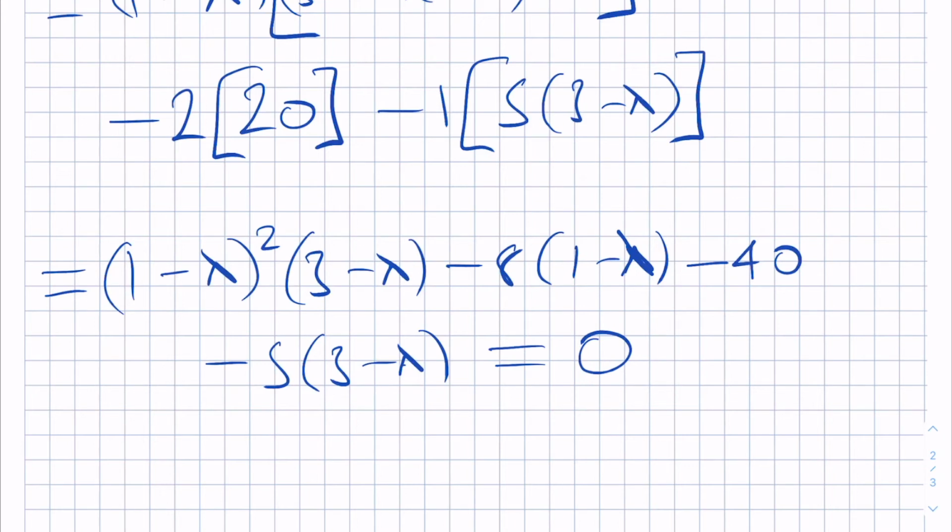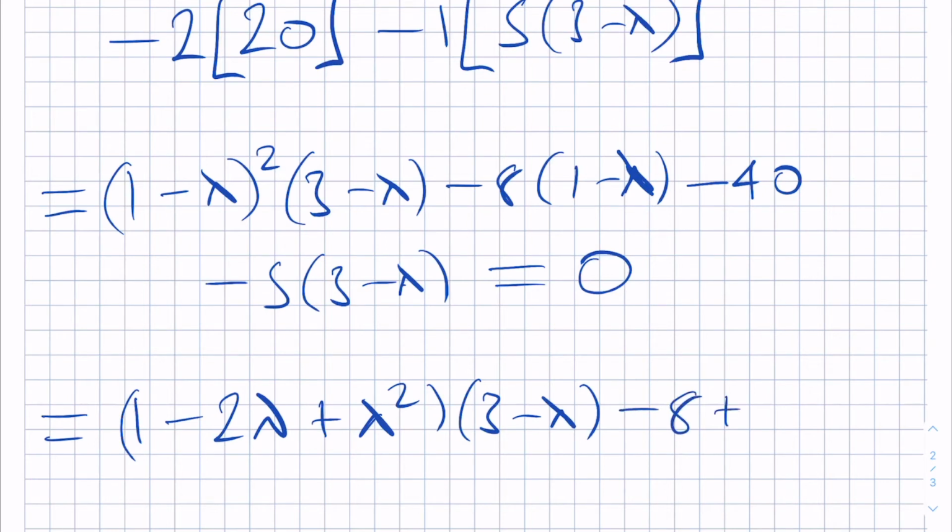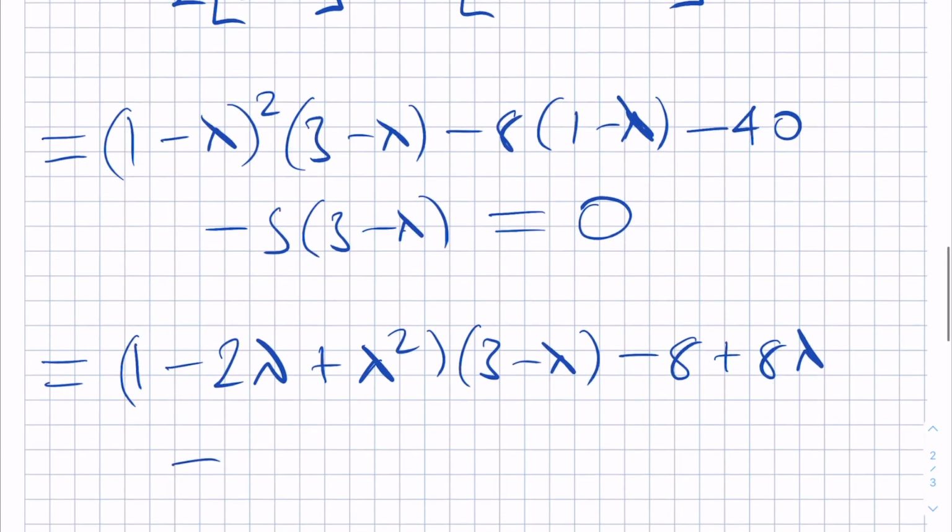If we do this first by expanding out as much as we can in one go, let's expand this. And so we have 1 minus 2 lambda plus lambda squared. We'll keep the 3 minus lambda for a moment, but we'll expand that after. Let's continue to expand as we go. Minus 8 plus 8 lambda, minus 40, minus 15 plus 5 lambda. Again, this is equal to 0. So let's put a right arrow there for this to be an equation.